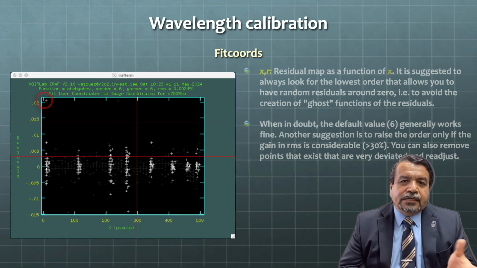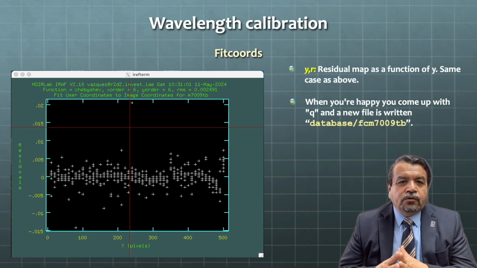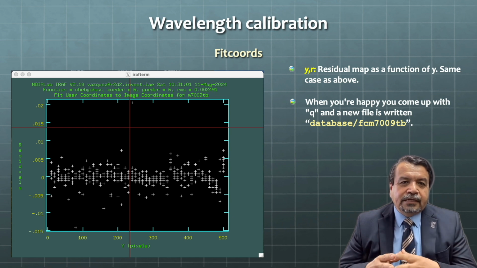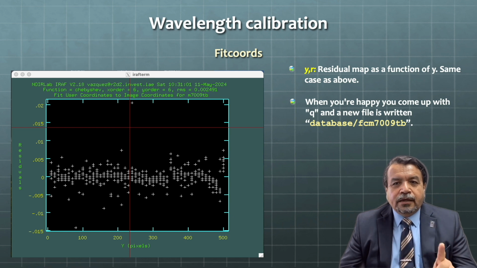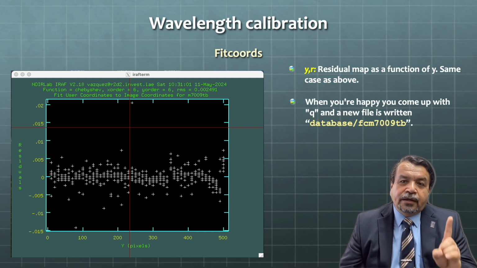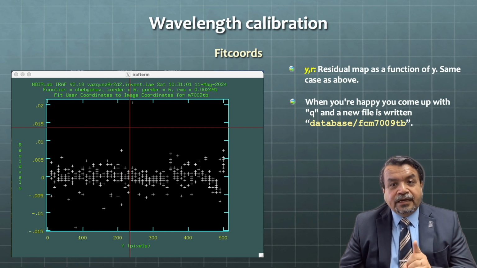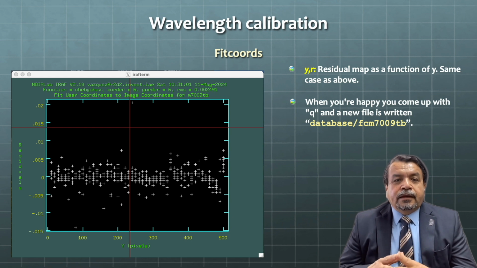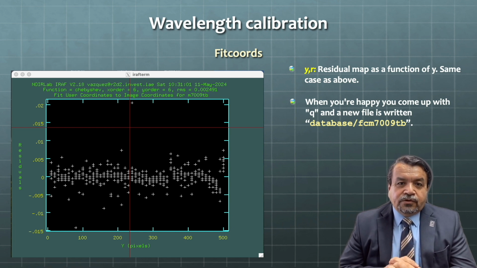The same when we show the residual map as a function of y, and indeed everything is centered around 0, as can be observed visually. And that's it. So there, when we are happy, we press Q, we say yes, and it creates a new file for us that now, instead of being called ID file name, will be called FC file name. And that's the one that will serve us for everything.